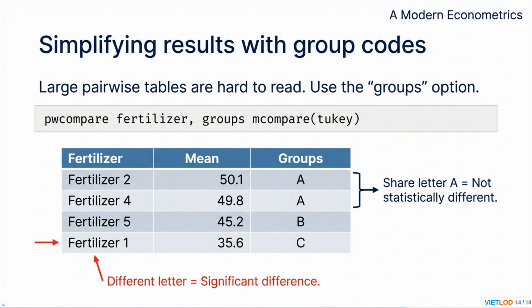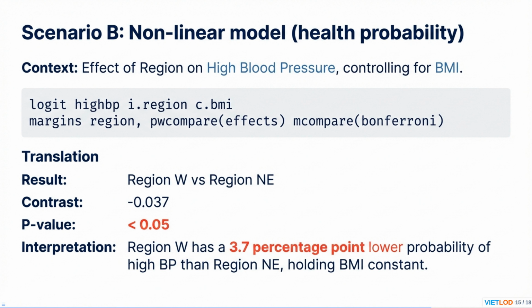When you have many groups to compare, a full table of every pairwise difference can be extremely difficult to interpret. Stata's groups option provides a much cleaner alternative. By using the syntax pwcompare fertilizer, groups, Stata assigns letters to indicate which groups are statistically similar. In this example, fertilizer 2 and fertilizer 4 both share the letter A. This means they are not statistically different from one another.